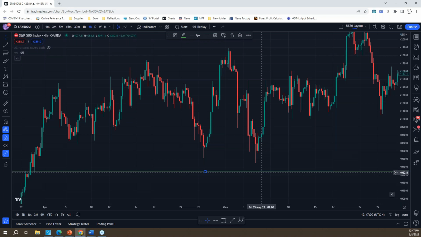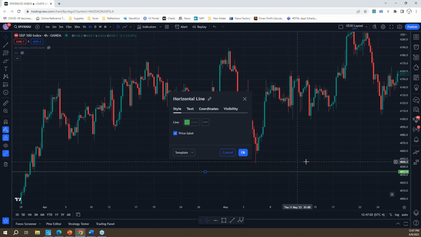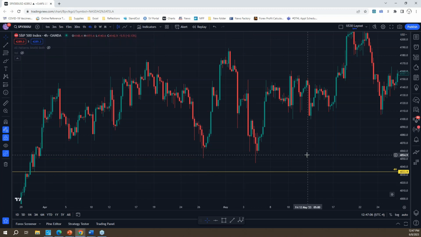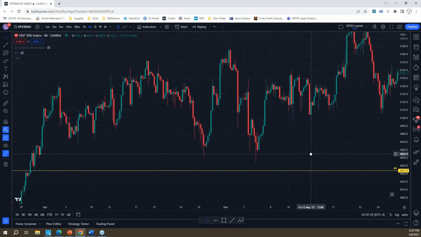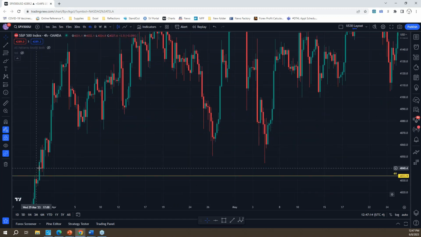And so I have a lot of templates in here, but this would be a good 4-hour for me, because I would say, okay, going back to March, for example, March, we had a break. There was continuation, the candle after it. We had a very good retest because it came right back down to that line.